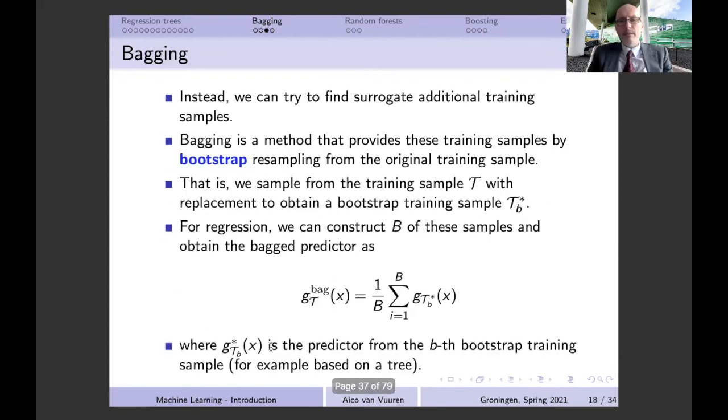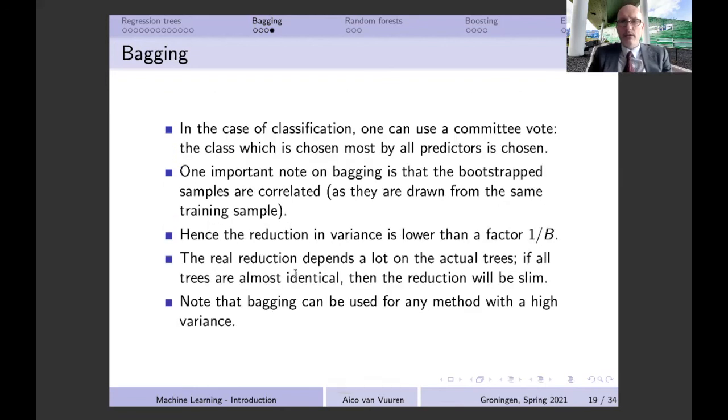Well, this is what we could do with respect to regression, in the case that we have an outcome variable that is continuous. We should realize that that cannot be done, of course, in the case of classification. But then, again, we can look at the committee vote. The class which we actually observe the most is going to be chosen as our final predictor.